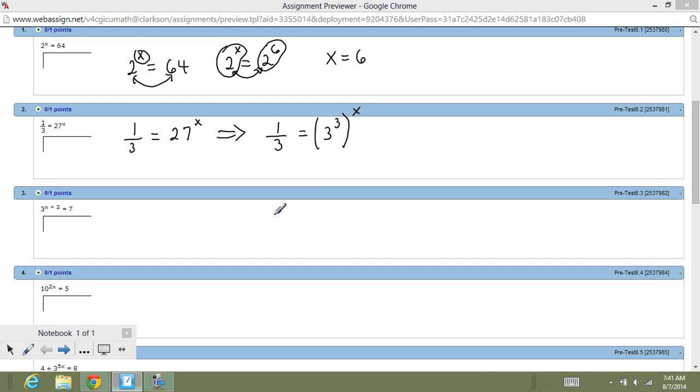Now, if we go back to Unit 5 and look at an exponent law that we had, and that exponent law is x to the a, to the b power, then we know that that's x to the a times b power. The rule was when you raise a power to a power, you multiply the powers. And if we employ that technique right here on the right, we get 1/3 equals 3 to the 3x.